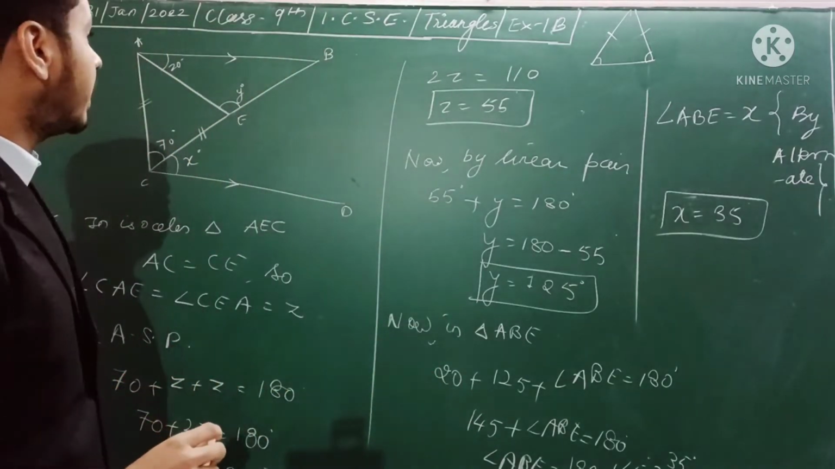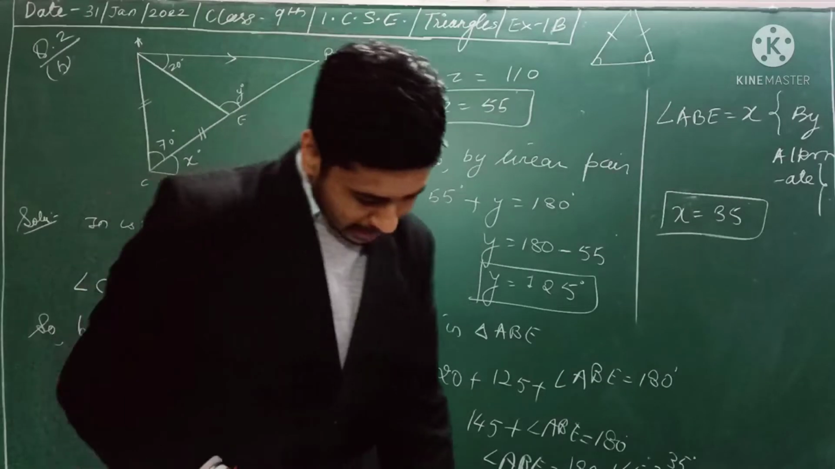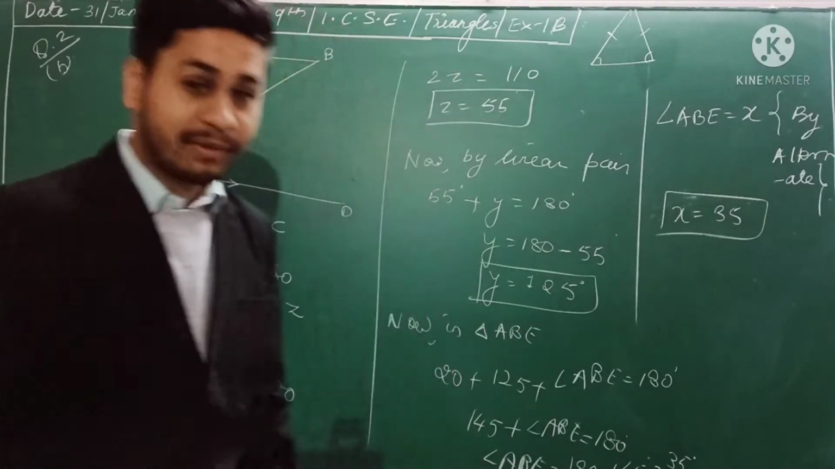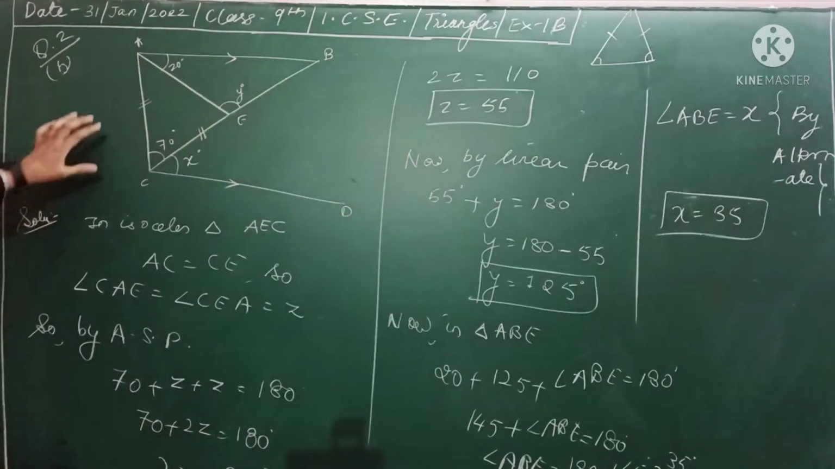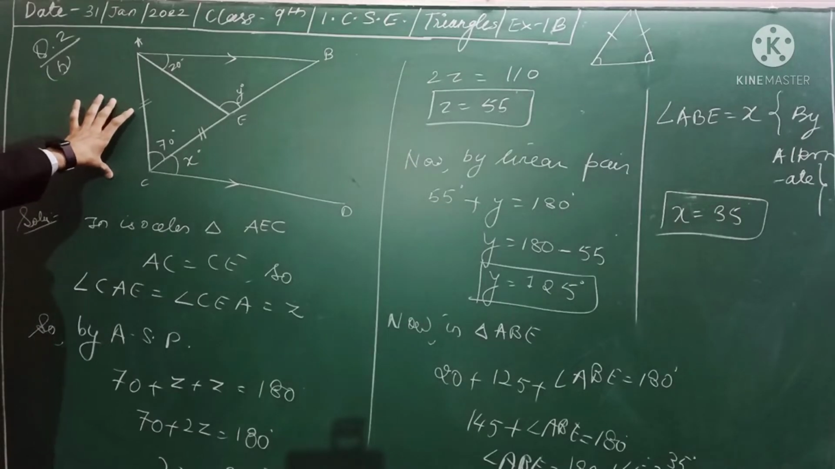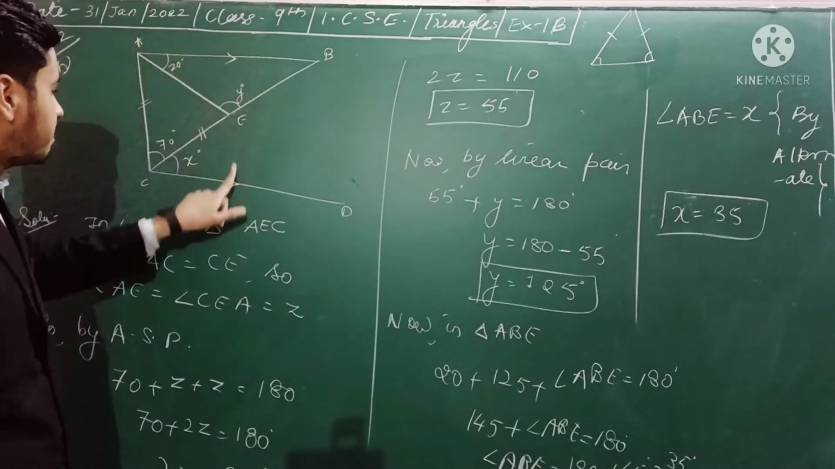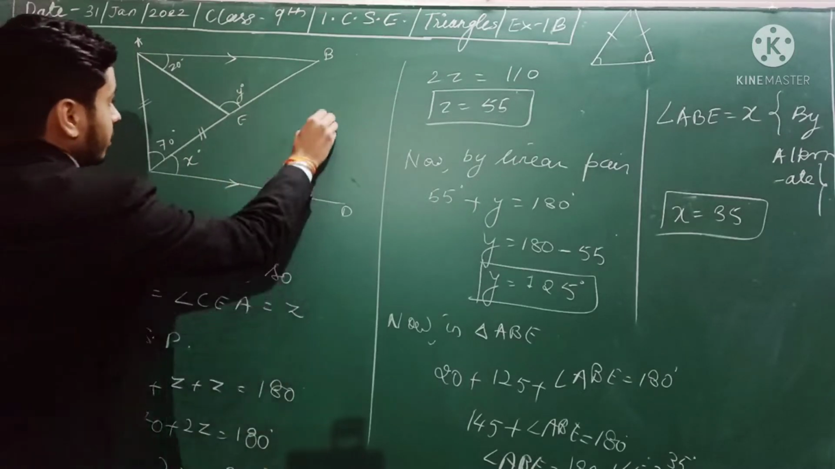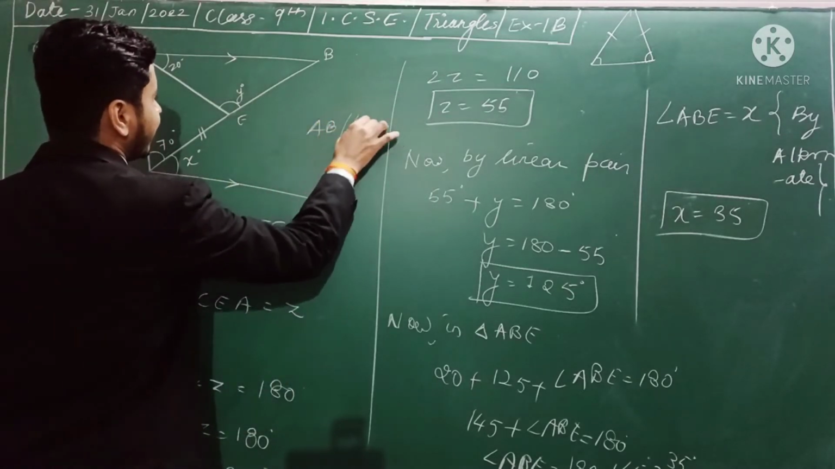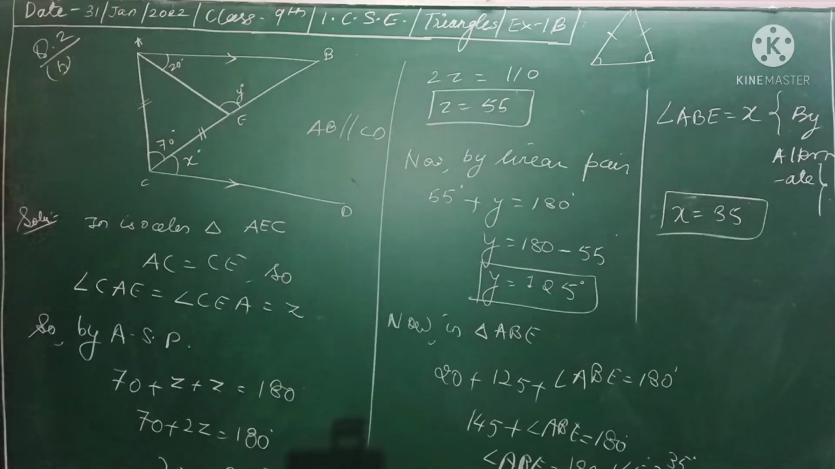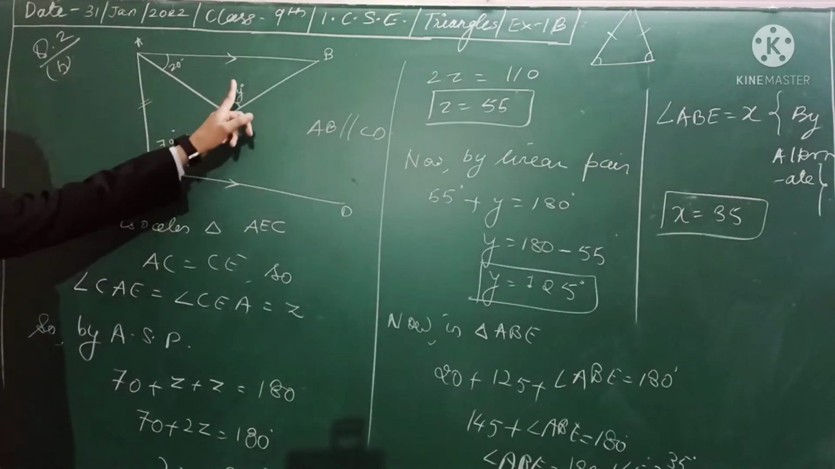Based on that, let us solve question number 2. I am solving the B part. A1 will be homework for you. Here is the structure, where AB is parallel to CD. This can be written in the given part: AB is parallel to CD. Now we have to find the values of x and y.